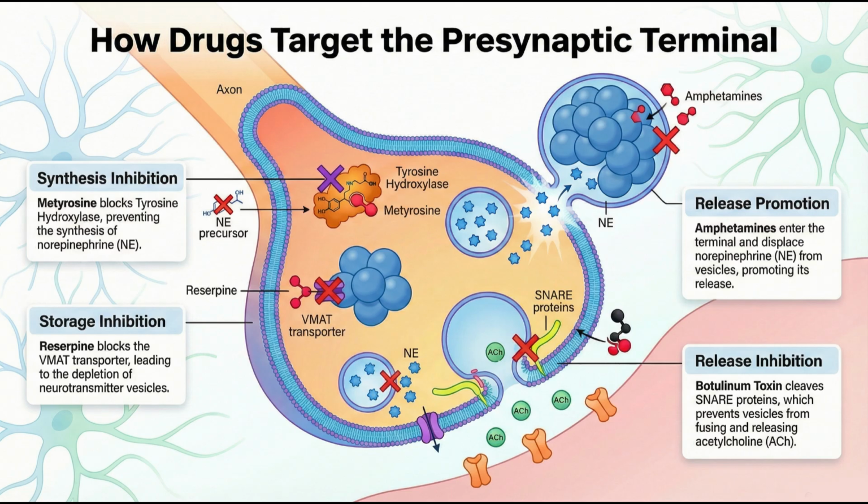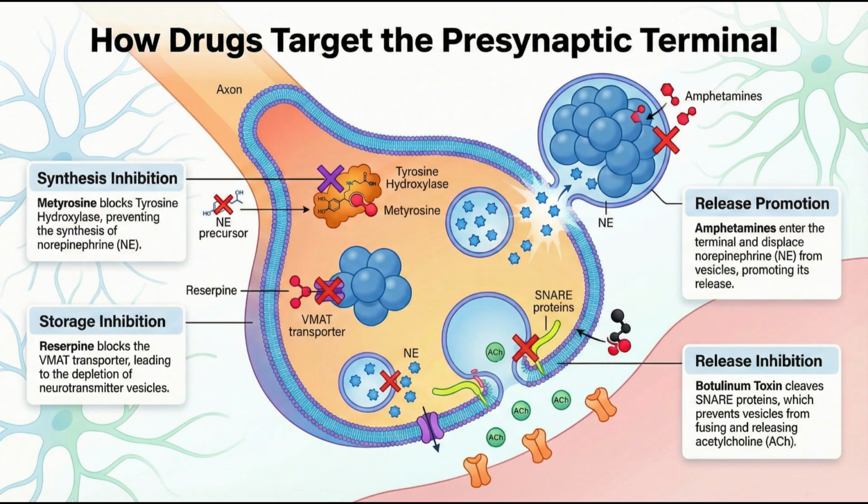Okay, step 2, storage inhibition with the drug reserpine. Reserpine is an old antihypertensive, but it teaches us a lot. It blocks the VMAT, the vesicular monoamine transporter. That's the pump that loads dopamine and norepinephrine into the synaptic vesicles. So the neurotransmitter gets made, but it's just sitting around in the cytoplasm. Exactly. And in the cytoplasm, there's another enzyme, MAO, that just eats it up, so the vesicles end up empty.